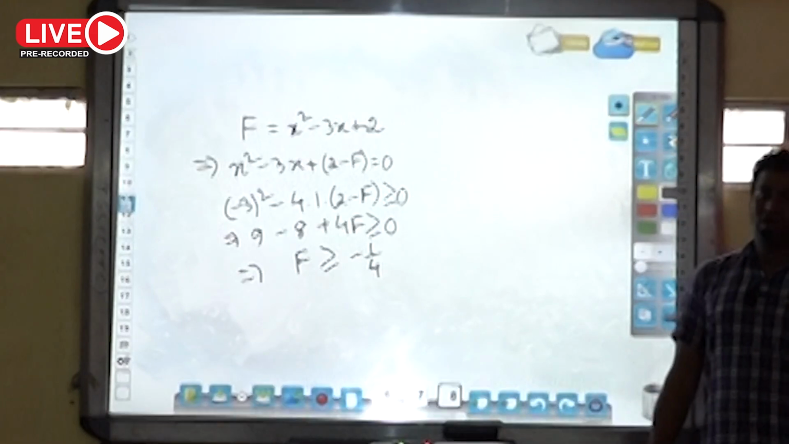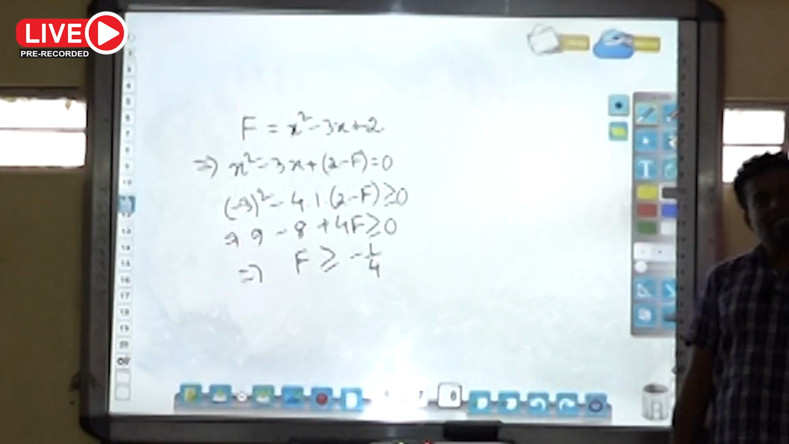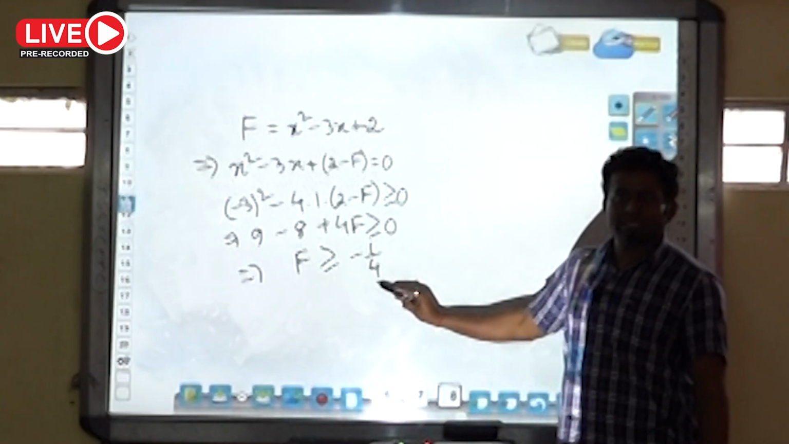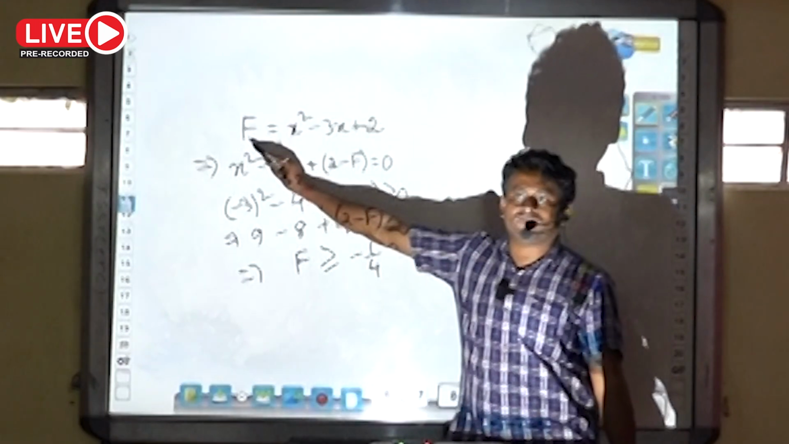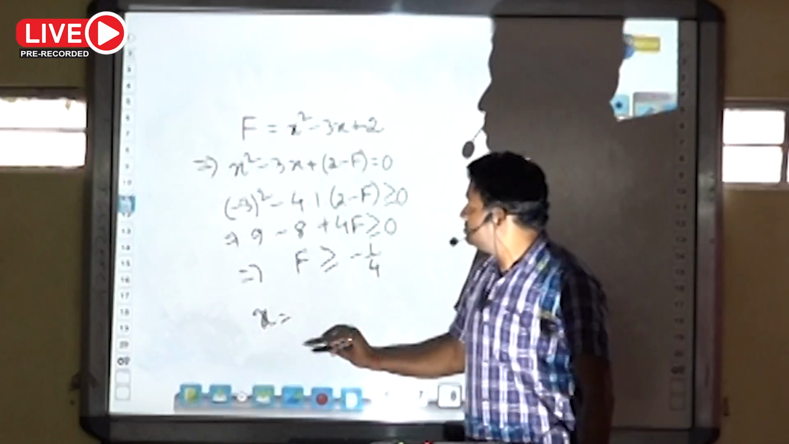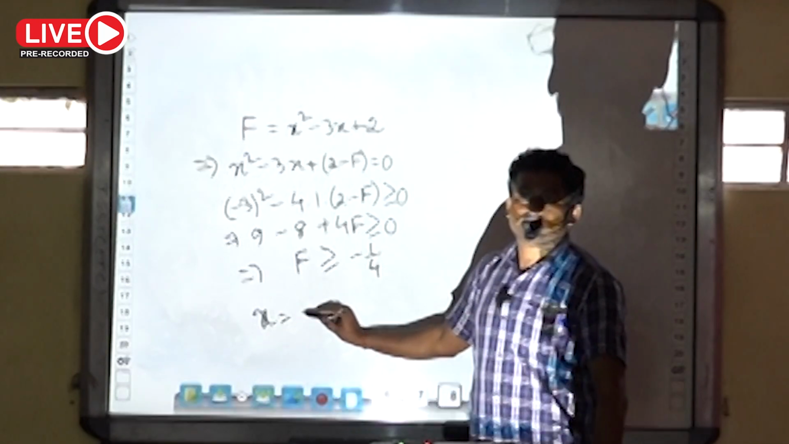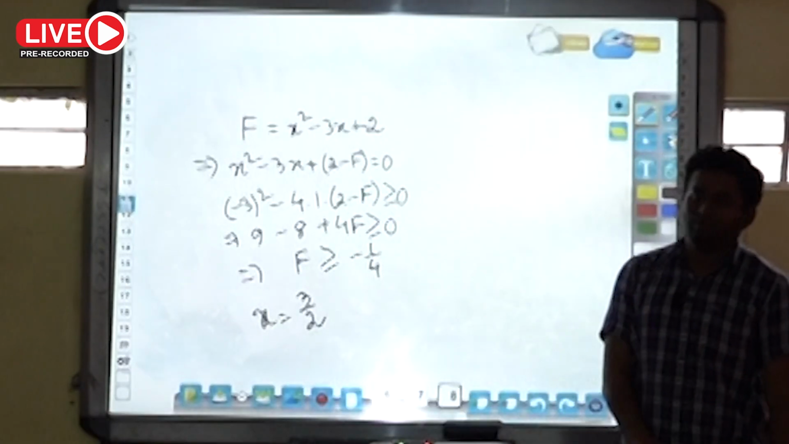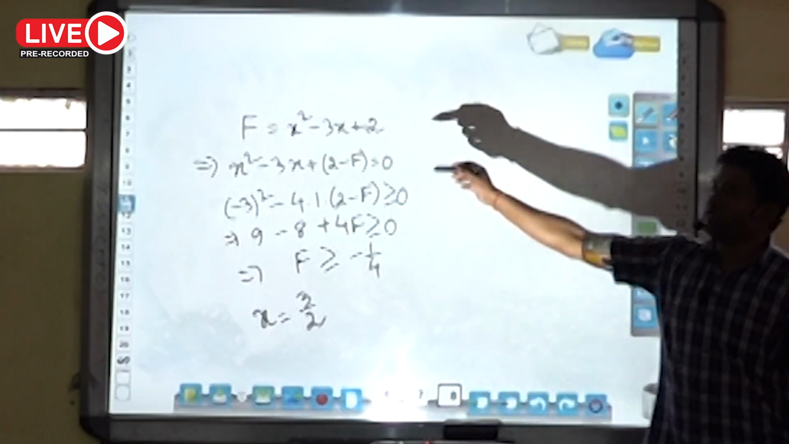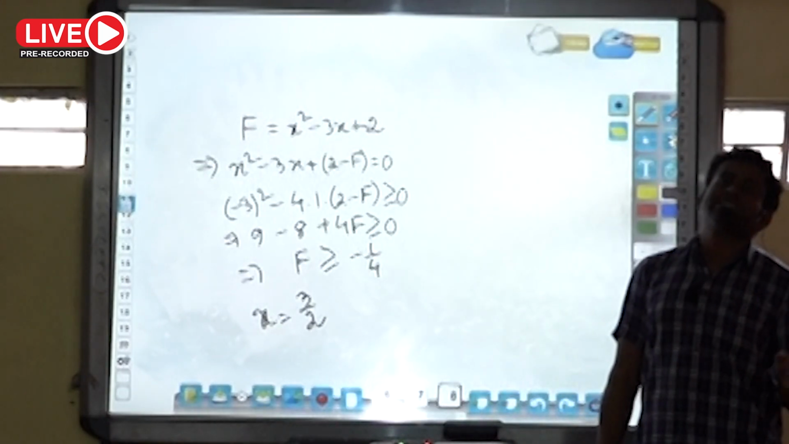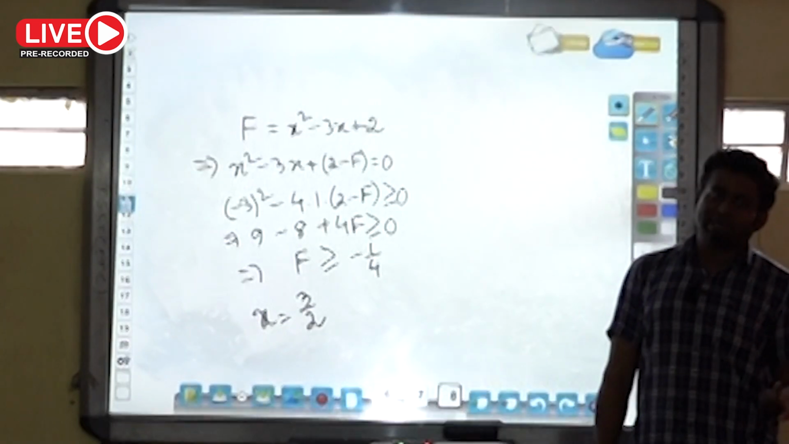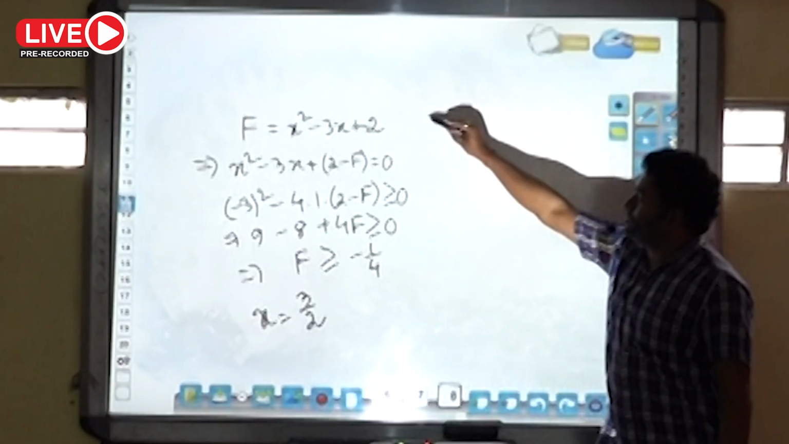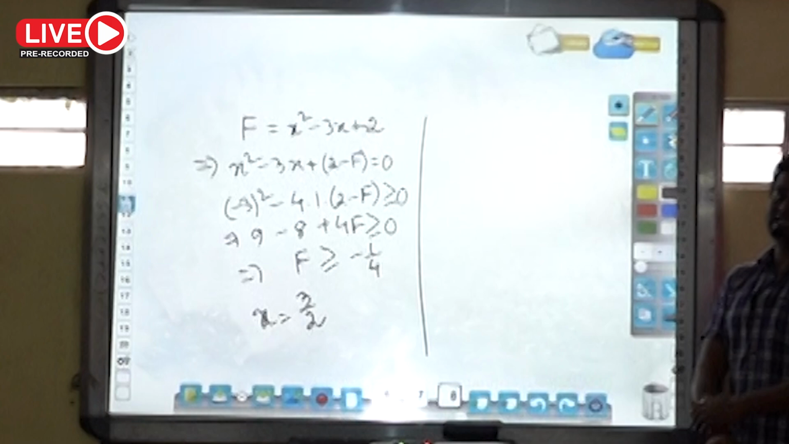Now at which position it occurs, we can also find from this, because the minimum value of f is minus 1 by 4. If I put minus 1 by 4 here, I can find that x will be equal to 3 by 2, because it will become a perfect square, 2x minus 3 whole square, and so x equal to 3 by 2. The other method is a graphical method.